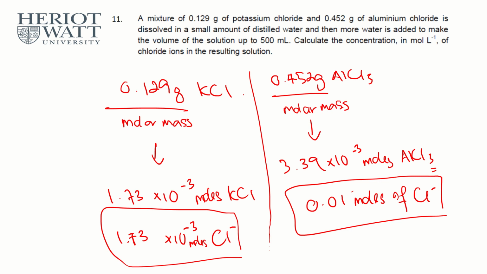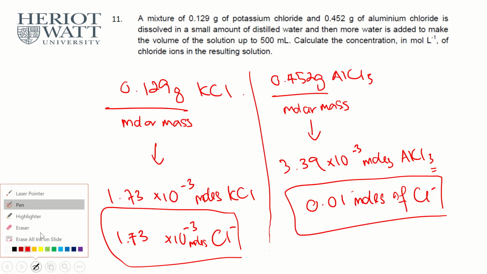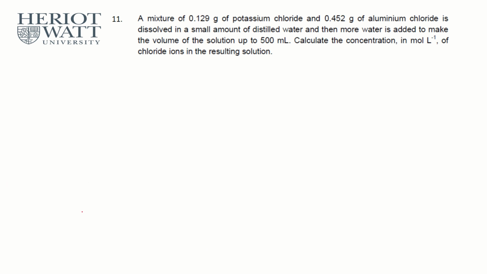You add them up, 1.73 times 10 to the power negative 3 plus 0.01. So again, insufficient space, I'm going to erase that. All right, so the total mole of chlorides is equivalent to 0.01173. Okay, so this is the total mole of chlorides, and we need to prepare 500.